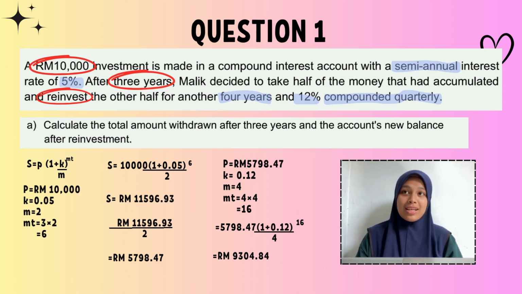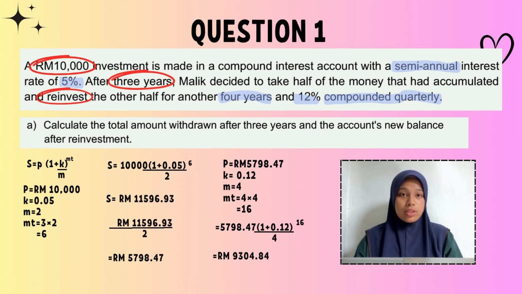Let's begin with question 1. An RM 10,000 investment is made in a compound interest account with a semi-annual interest rate of 5%. After 3 years, Malik decided to take half of the money that had accumulated and invest the other half for another 4 years at 12% compounded quarterly. So the question is, calculate the total amount withdrawn after 3 years and the account's new balance after reinvestment.